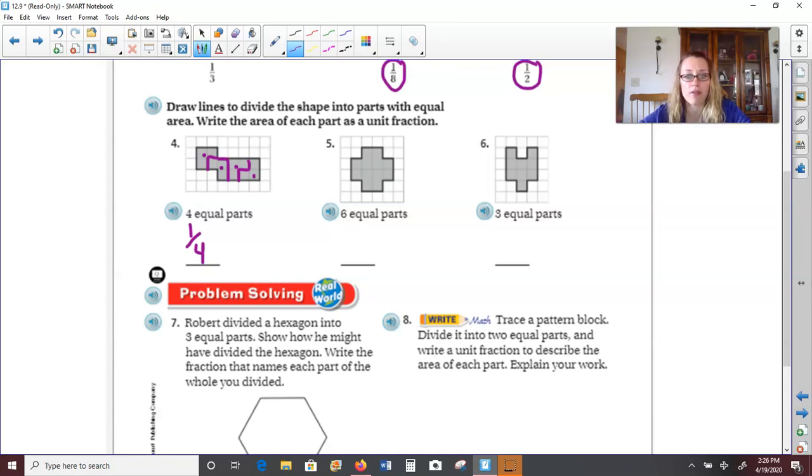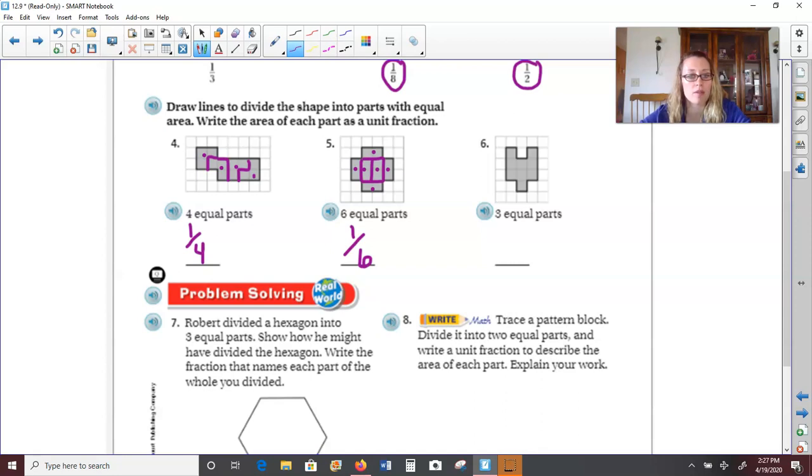On number 5, we need to split this shape into 6 equal parts. And this shape has a total of 12 units, 12 squares inside, divided by 6 equals 2 each. And so I'm going to do this and then split that down the middle, and I get 1, 2, 3, 4, 5, 6 equal parts. And each part is going to represent 1/6 of the whole shape.